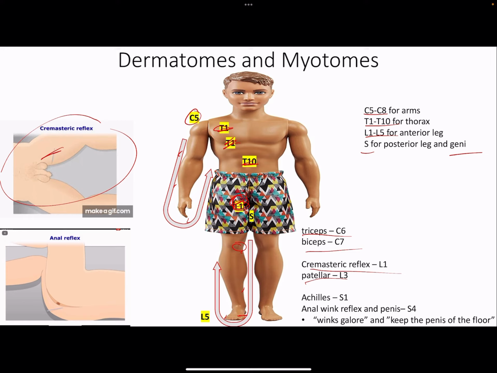So again, we've been kind of going medial to lateral on the anterior, and then we go pick up on the posterior. So the very first thing then would be the S1. They say S2, S3, S4 keeps the penis off the floor. And then also winks galore. So knowing the associations there is good. Also point and shoot. Parasympathetic and sympathetic. The erection point is parasympathetic innervation. Sympathetic shoot is going to be the sympathetic innervation.